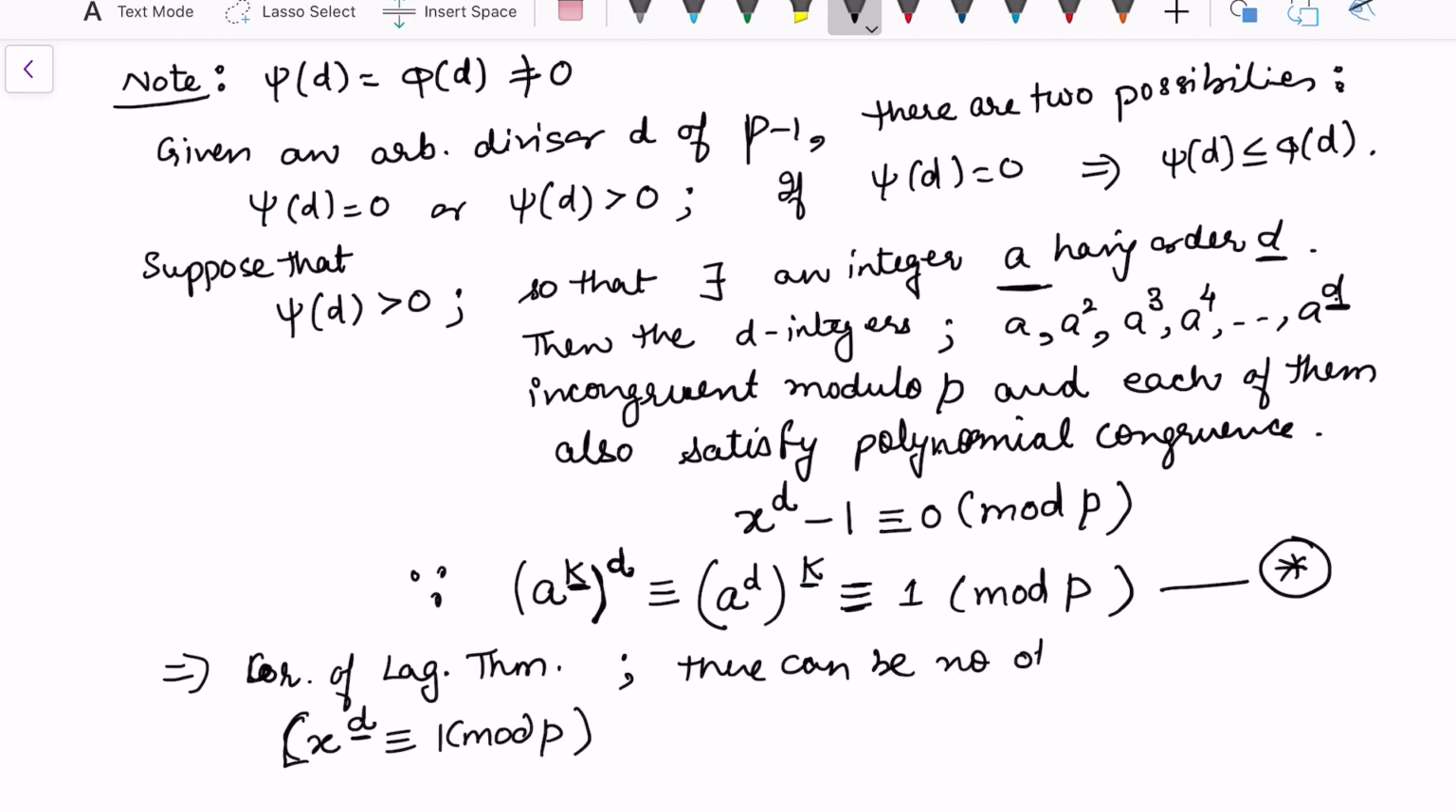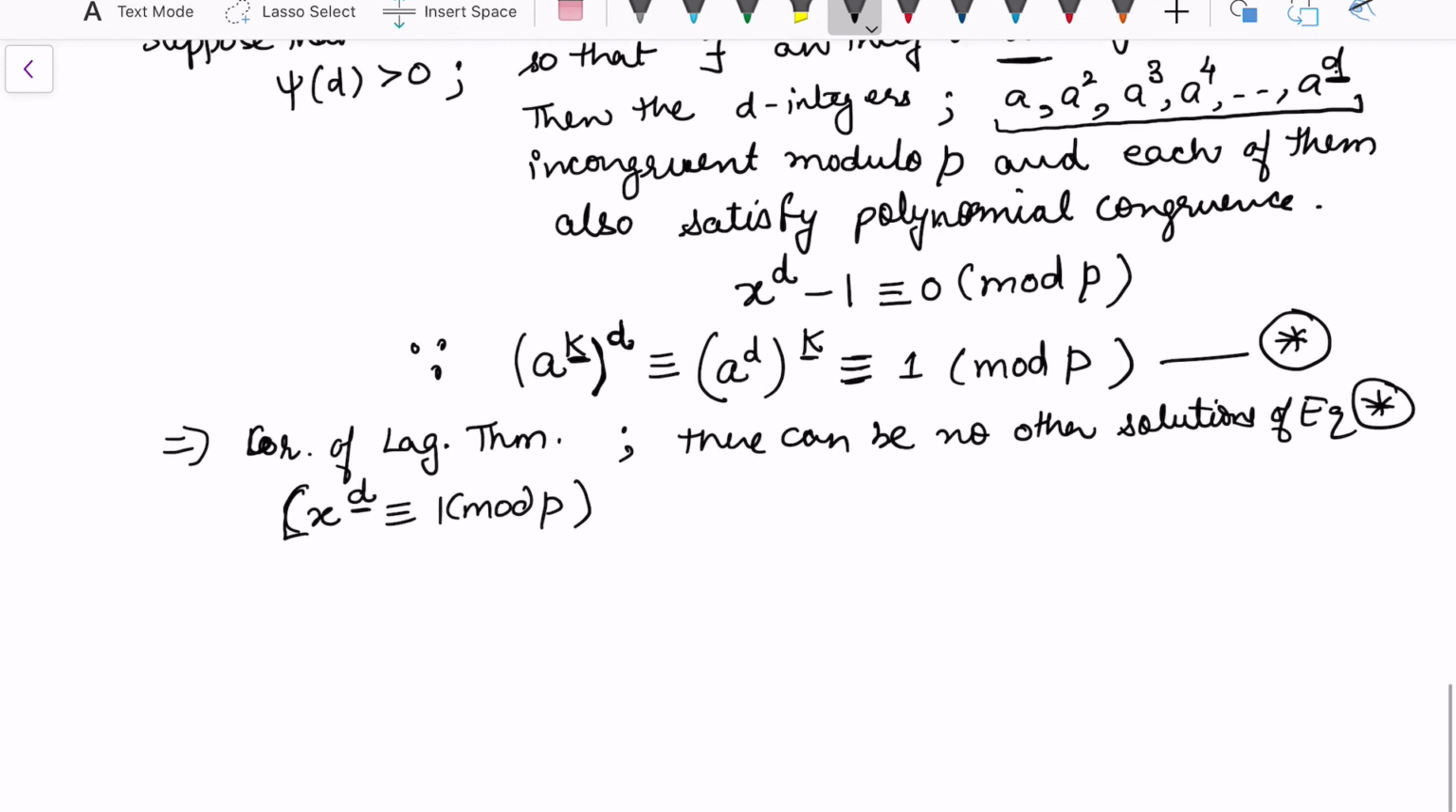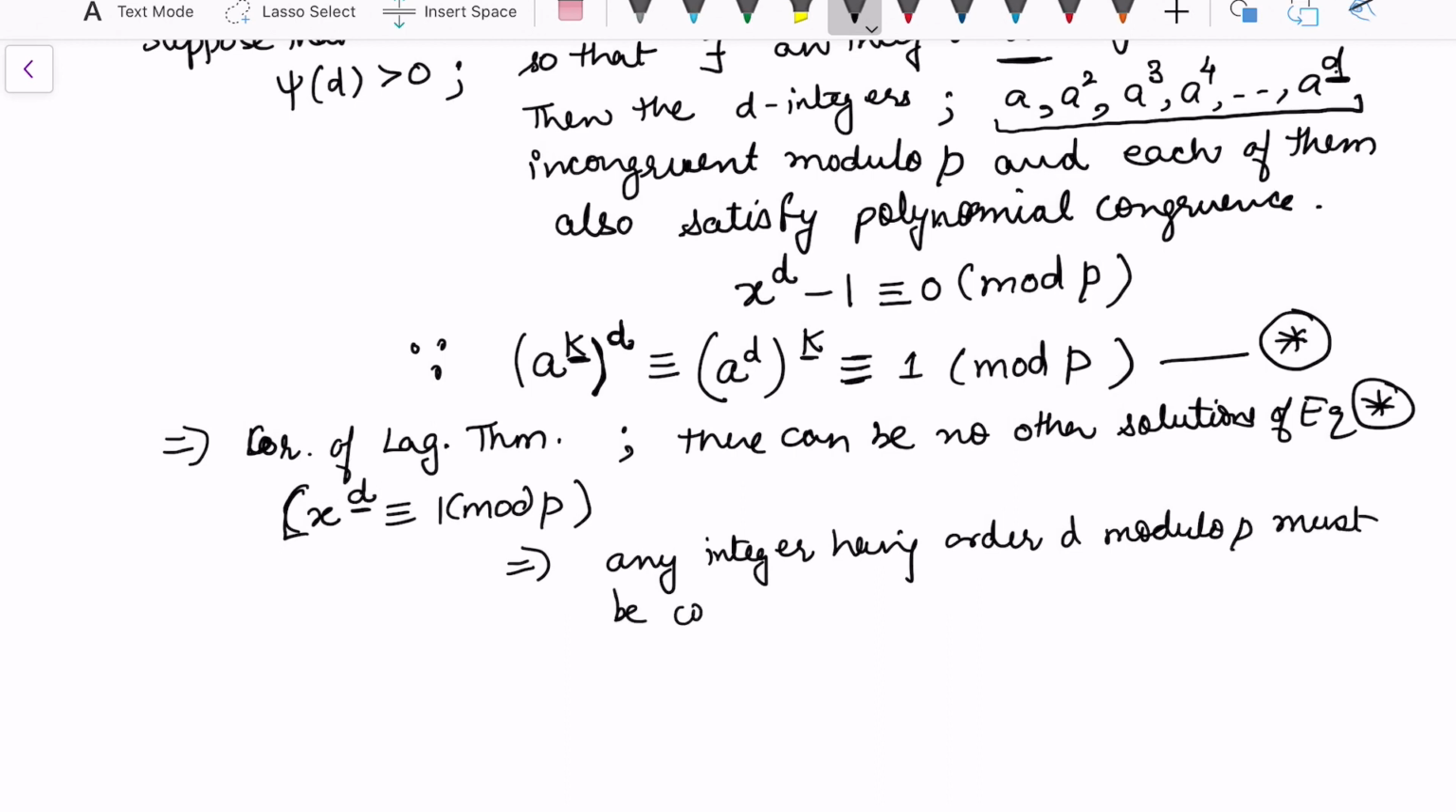The corollary of Lagrange theorem says that there can be no other solutions of equation star. So only these d incongruent solutions will exist, not any other. And this implies that any integer having order d modulo p must be congruent to a square up till a raised to power d in some order, because these were the least.